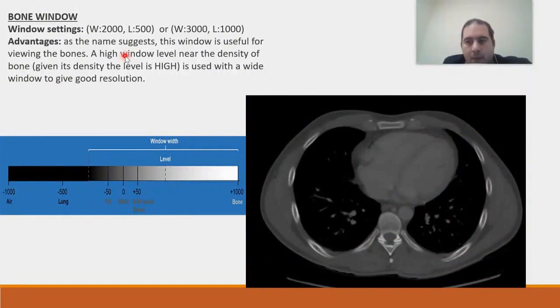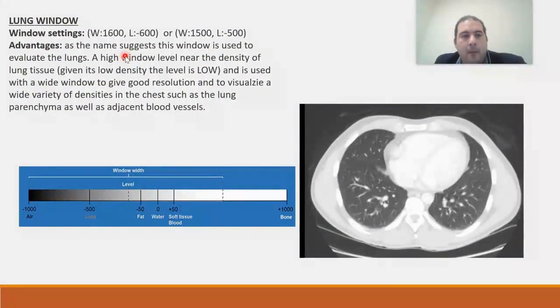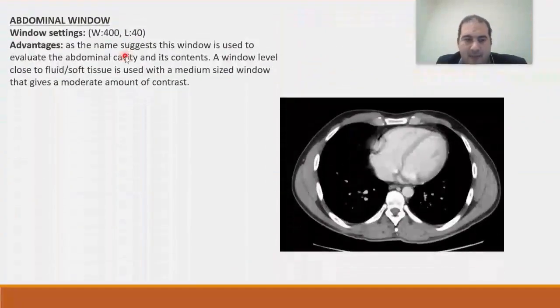Doctor, the same applies to the lung. 600 is your window level that represents the CT number for the lung. As for 1600, it means 800 above and 800 below. Anything above that is white, and anything below that is black. That's why the image appears to us in this way.